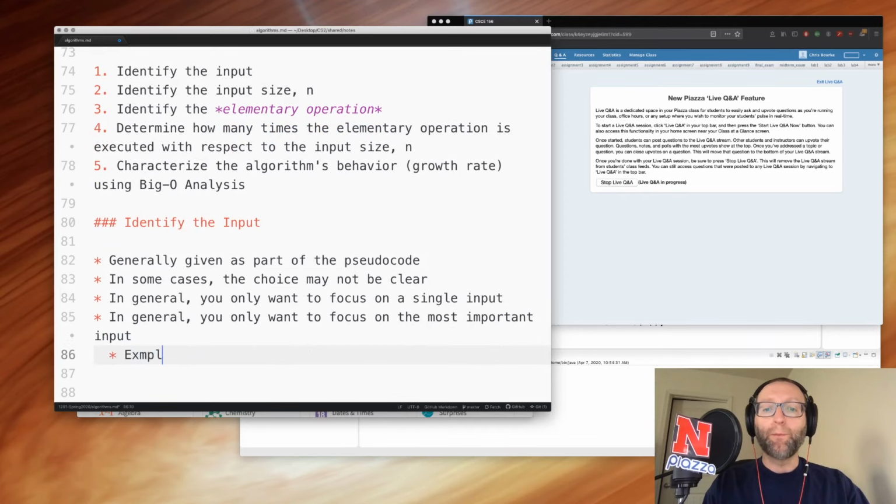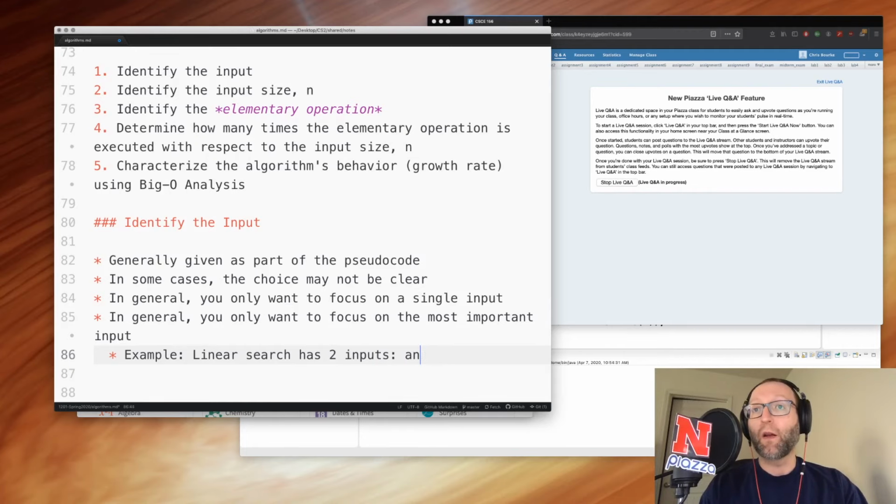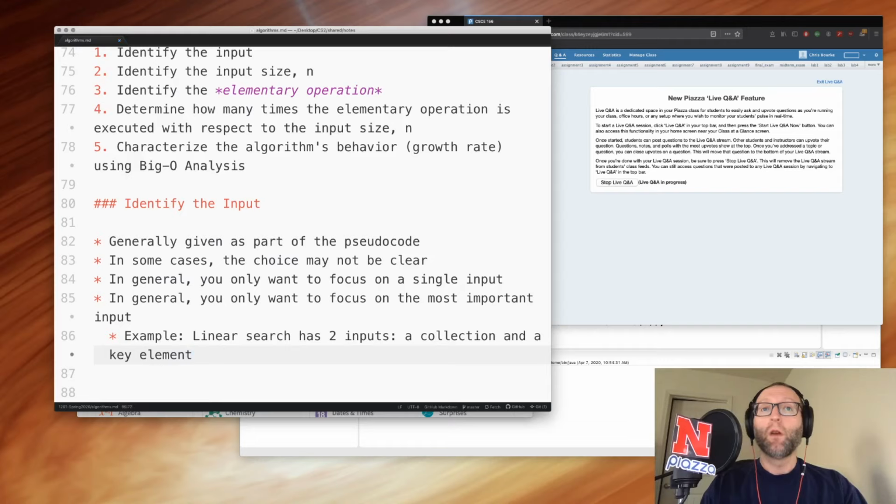So for example, linear search, we're going to look at that later on. Linear search has two inputs, right? An array, or a collection, I should say, and a key element, right? Now, which one of those two inputs is probably the most important? Well, if you think that the input is just the one single key, then your input size is only ever going to be 1. And for a constantly sized input, there's really no analysis.